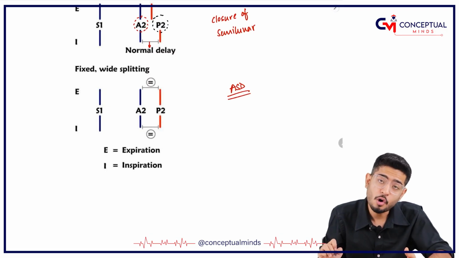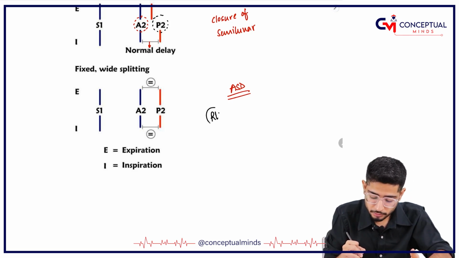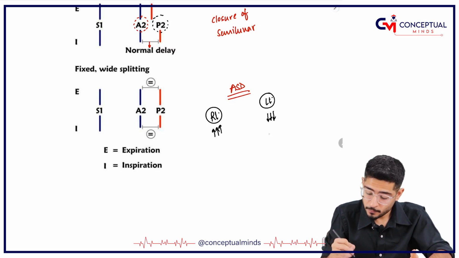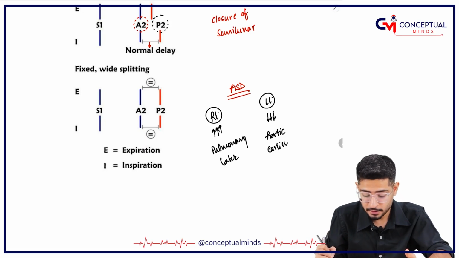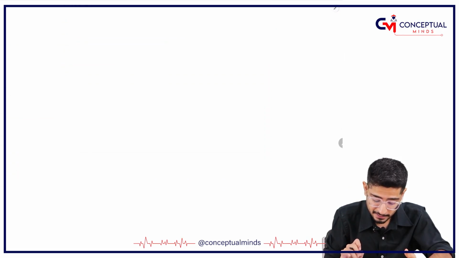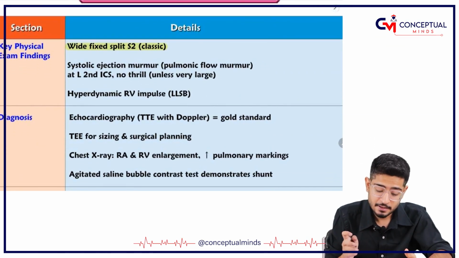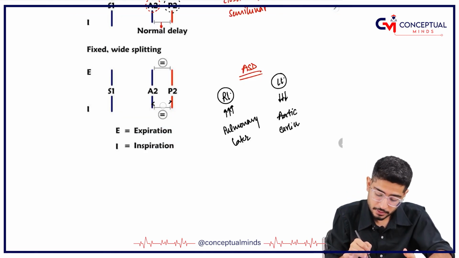So understand, a lot of blood is going to go to the right side and a lesser amount of blood is going to go to the left side. So the aortic valve is going to close even earlier, and the pulmonary valve is going to close even later. Okay, so pulmonary is going to close later, aortic is going to close earlier. That is why this gap is going to increase. That is why there is a wide fixed S2 split. Okay, you got it? Great.